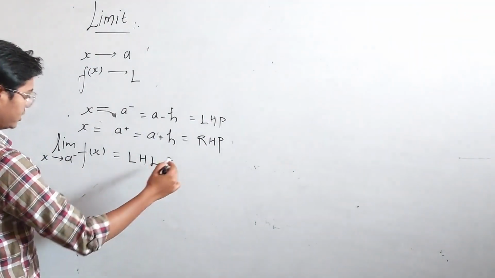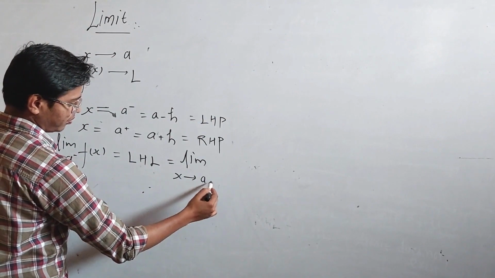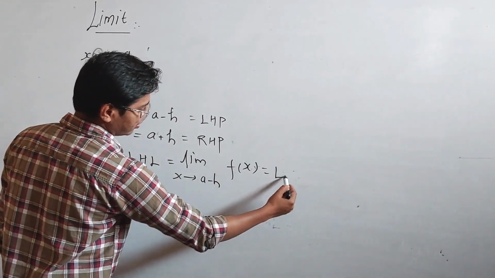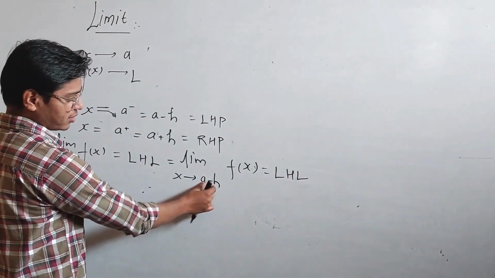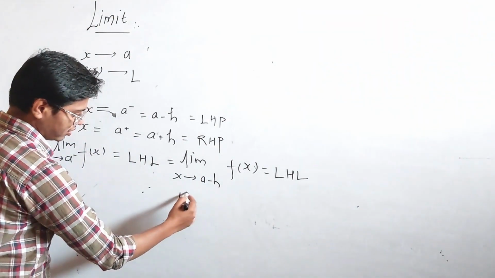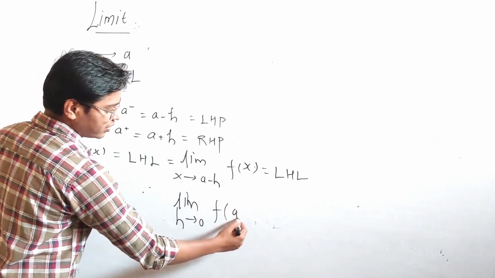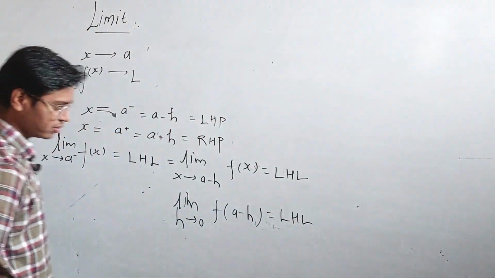This can also be written as limit x tending to a minus h of f(x), that is called the left hand limit. When we put a minus h equal to x, then h is tending to 0, that is, limit h tending to 0 of f(a minus h) is called the left hand limit.